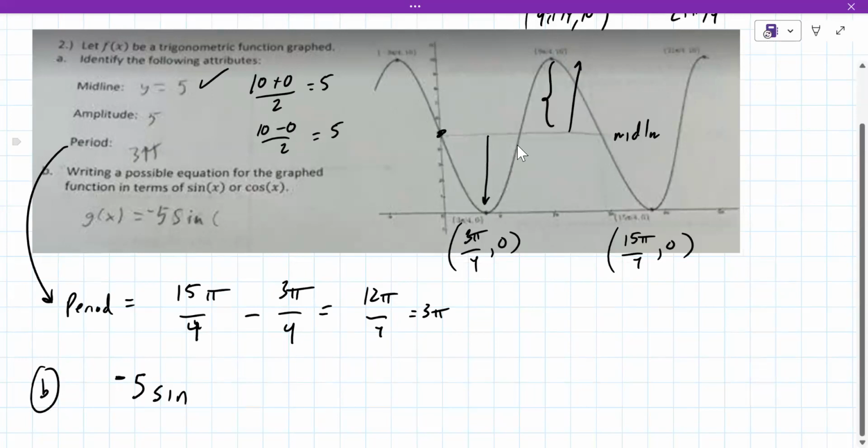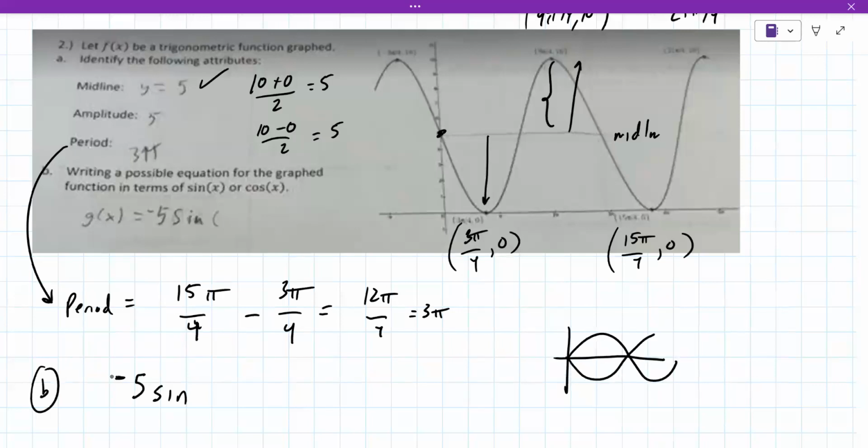Is that clear? Sine usually goes up. When you negate it, it goes the other direction. All right. Now the rest of this, I'm going to just put this here. Bx plus b. I'll use d for the moment.